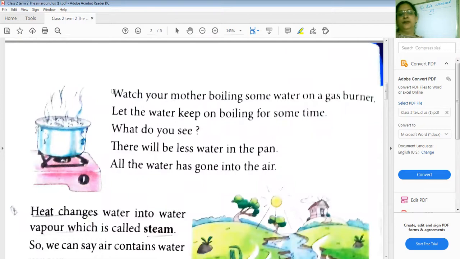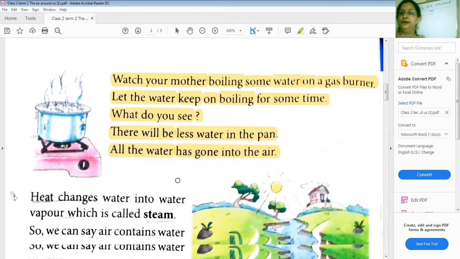So I want you to read this along with me. Watch your mother boiling some water on a gas burner. Let the water keep on boiling for some time. What do you see? There will be less water in the pan. All the water has gone into the air. Where is the water gone? It's gone into the air.